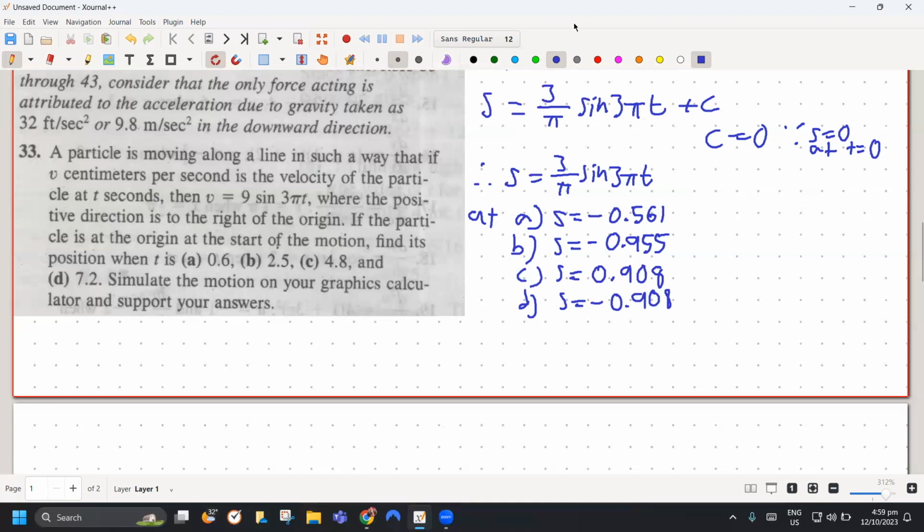0.6. So let's get 1.1182. Sige. Kaya hindi pa tayo nag-agree. 0.6. 5.6. 0.2. Something is off.